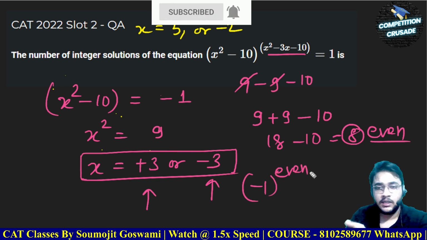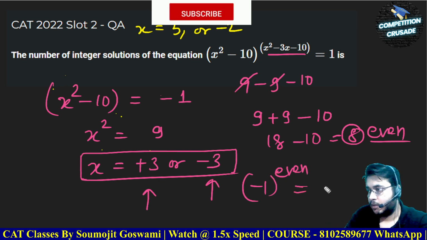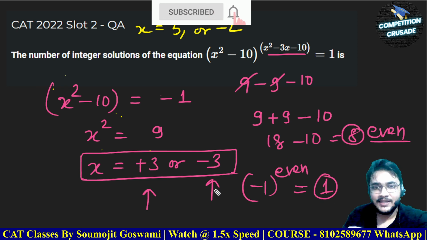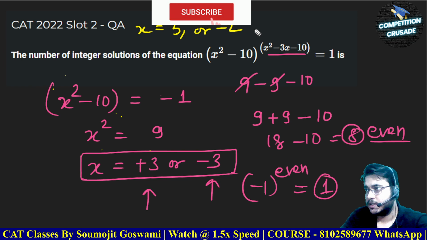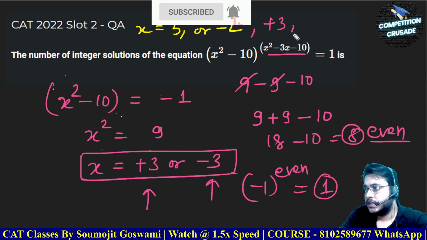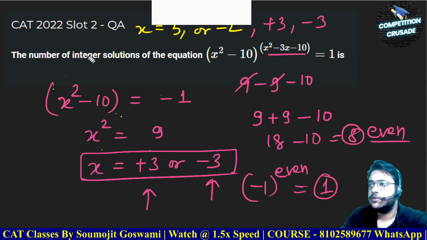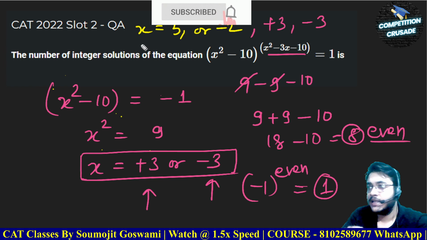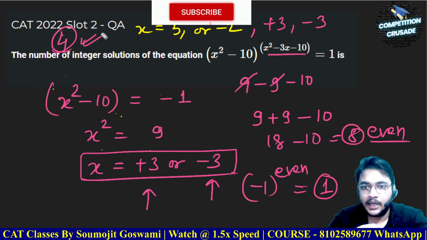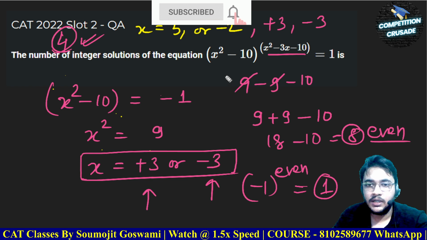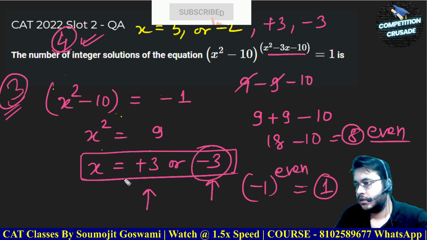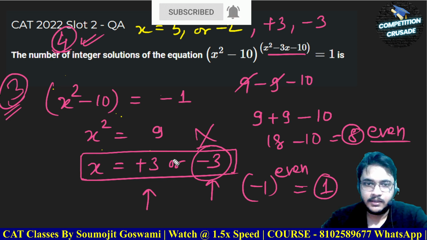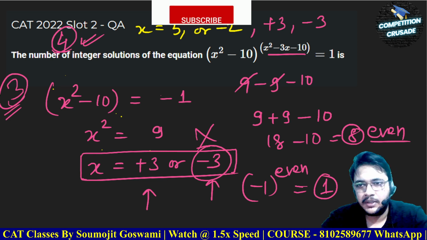So effectively, where have I arrived? I have arrived at 4 values for this particular expression: 5, minus 2, plus 3, minus 3, and the answer to this would be 4. I made an error during the test in the actual CAT. I don't know what I was doing. I put the answer as 3. I did not take the minus 3. So yeah, silly errors happen here and there.